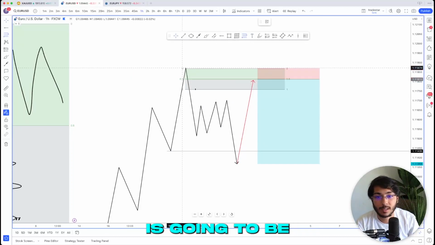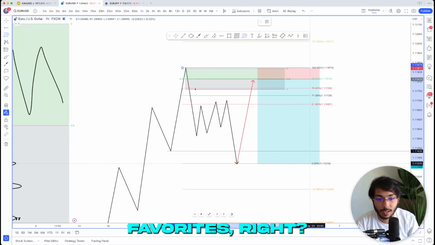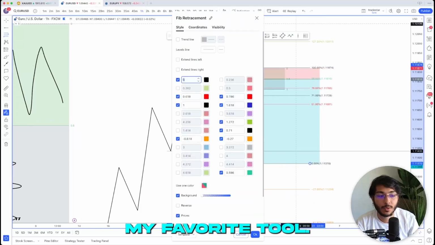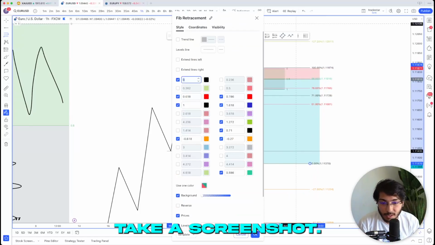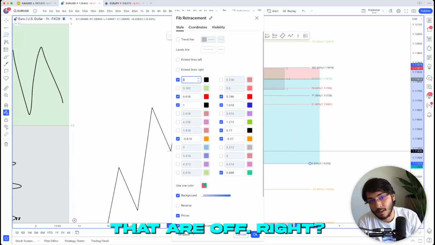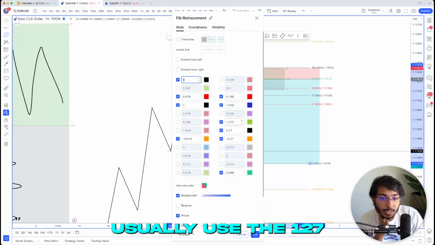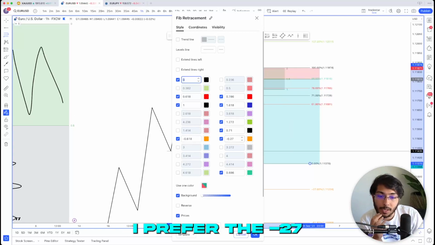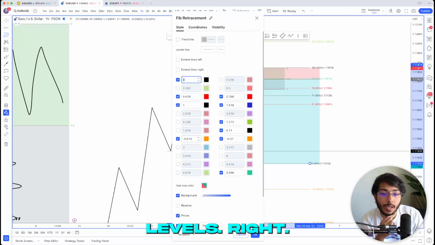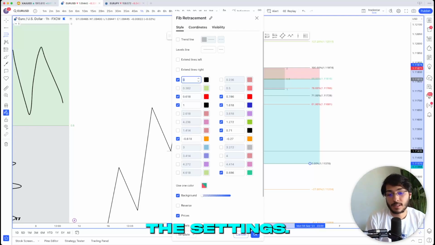The next tool is going to be the Fibonacci retracement. Oh, one of my favorites, right? This is by far my favorite tool. Here's the settings. Take a screenshot, write them down. There's a lot of settings that are on, and then there's a lot of settings that are off, right? To be honest, I don't really use the negative. I don't really use the 127 or the 161.8. I prefer the negative 27 and the negative 61.8 as the extension levels, right? De-extension means negative extension or continuation extensions, right? So those are the settings.